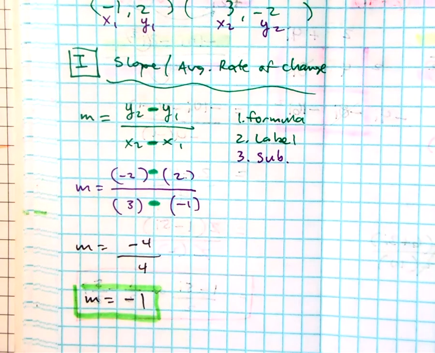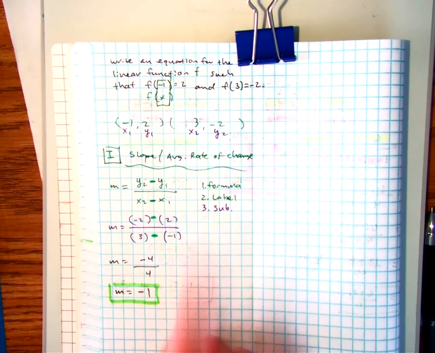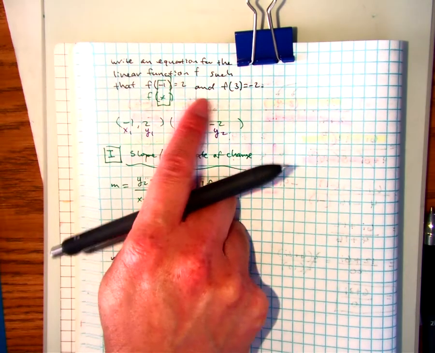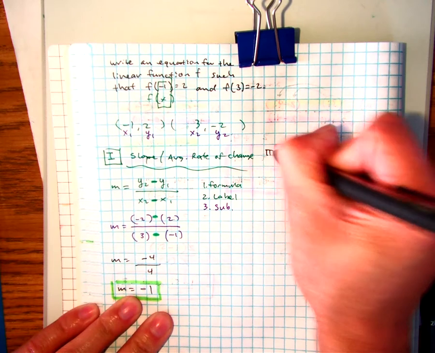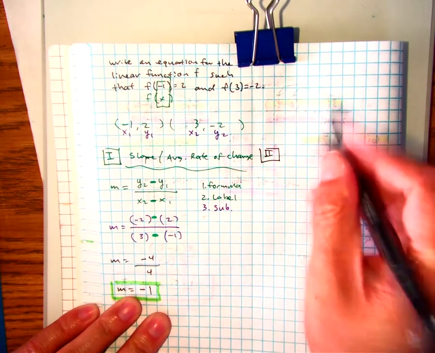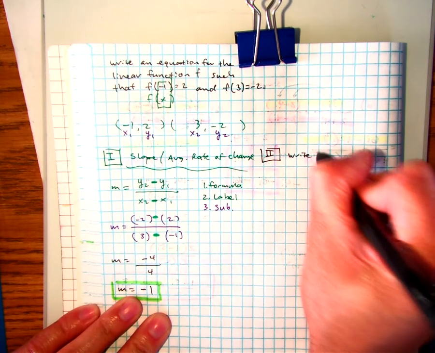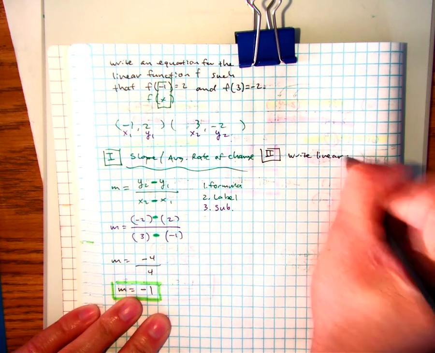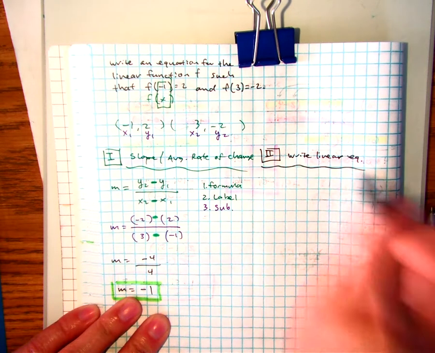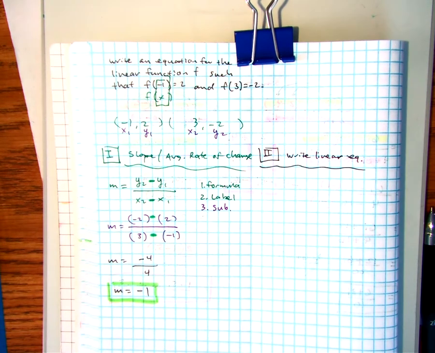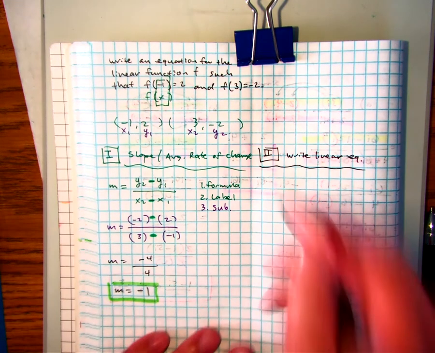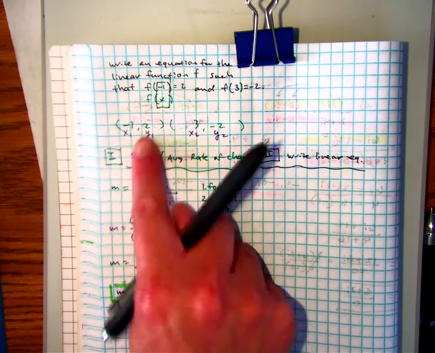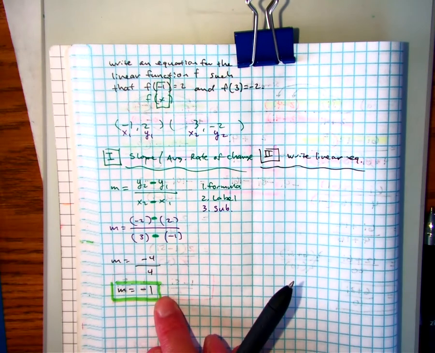Are we done? We're not done, because what do the directions tell us? Does it tell us to just find slope or average rate of change? What does it tell us to do? We need to write an equation of linear form. So write linear equation. Now there are 3 linear equations: standard form, slope-intercept form, and point-slope form. I'm going to choose to use point-slope form. The reason why is because I have a point and I have the slope.